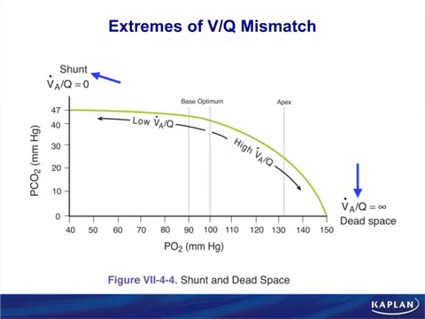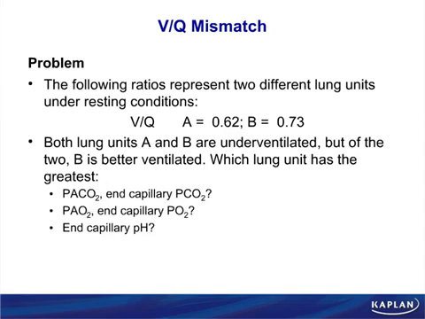Not because there's more ventilation, right? It's because there's a higher VQ. VQ determines the alveolar gases. All right, let's work a little bit with VQ. We're going to have two units, A and B. The VQ in A is 0.62. The VQ in B is 0.73.